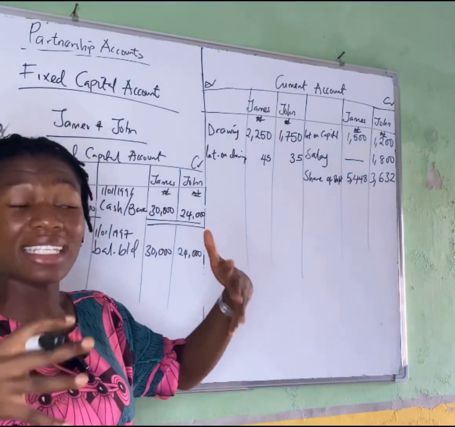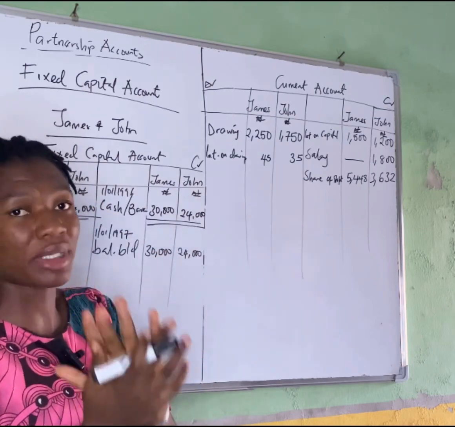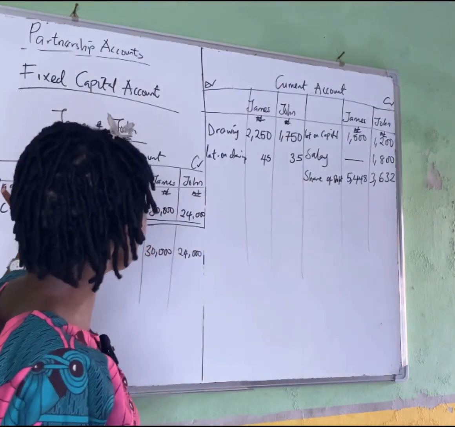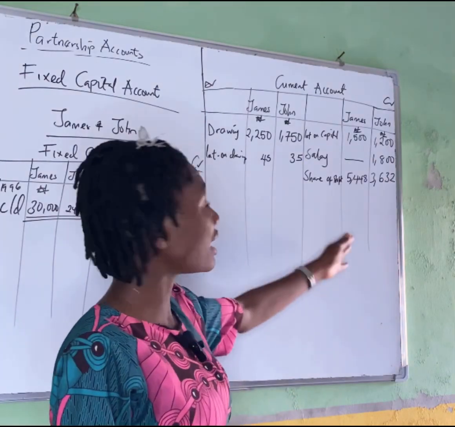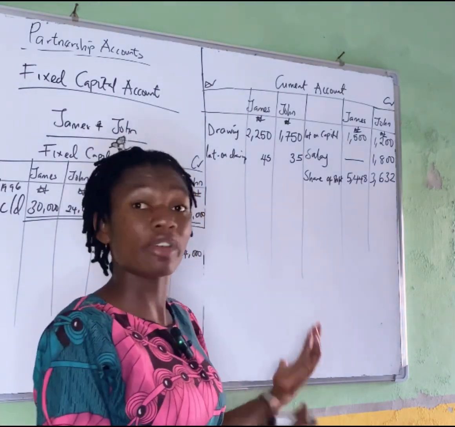Since we want to maintain a fixed capital account, it means we'll be treating every other factor that can affect capital in the current account. So we can now balance the current account at the end of our posting.